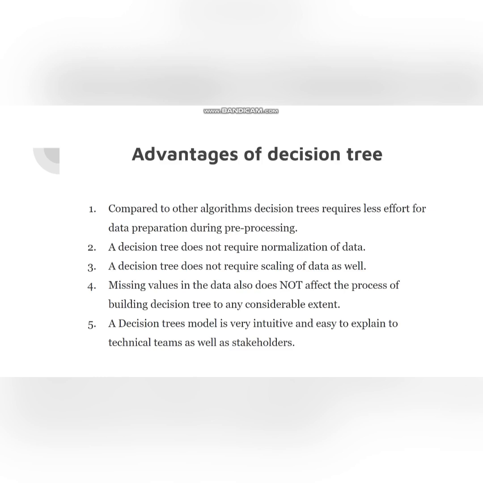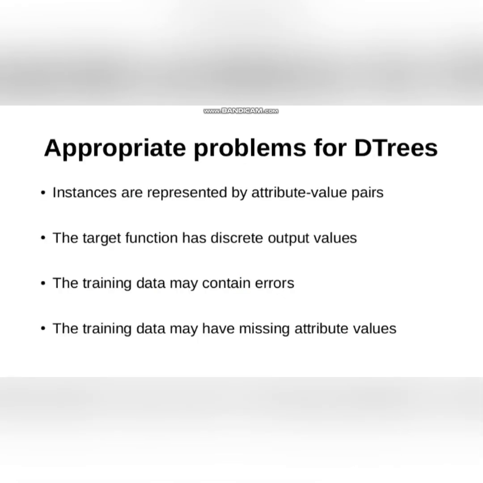Advantages of decision tree. Compared to other algorithms, decision tree requires less effort. A decision tree does not require normalization of data. Missing values in our data do not affect the process of building a decision tree. Decision tree is very intuitive and easy to explain.